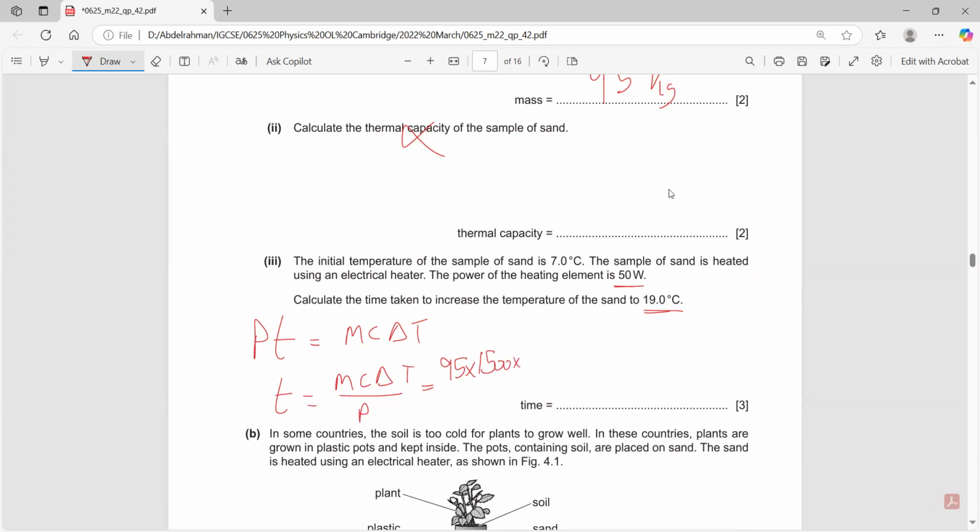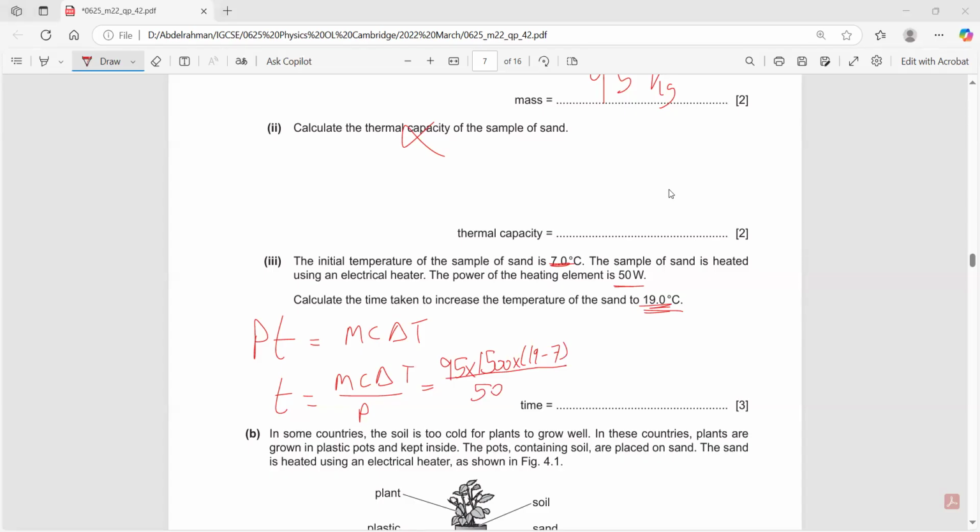Delta T, the change in temperature, was 7 degrees and became 19 degrees. So 19 minus 7 is 12, over the power, which is 50 watts. You do not need to convert the power. 95 times 1,500 times 12 divided by 50 gives 34,200 seconds, right? 34,200 seconds.